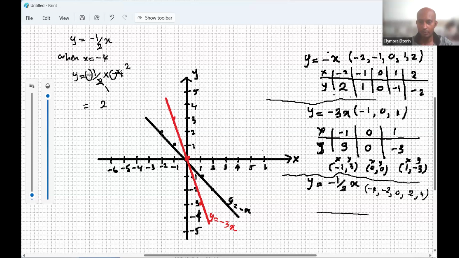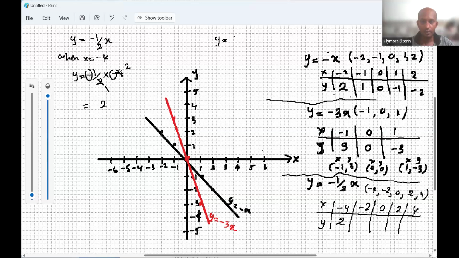Our table is missing there. Okay, let's put a table. x: minus 4, minus 2, 0, 2, and 4. When x becomes minus 4, what is the answer here? We got 2. Okay, let's see the other one.